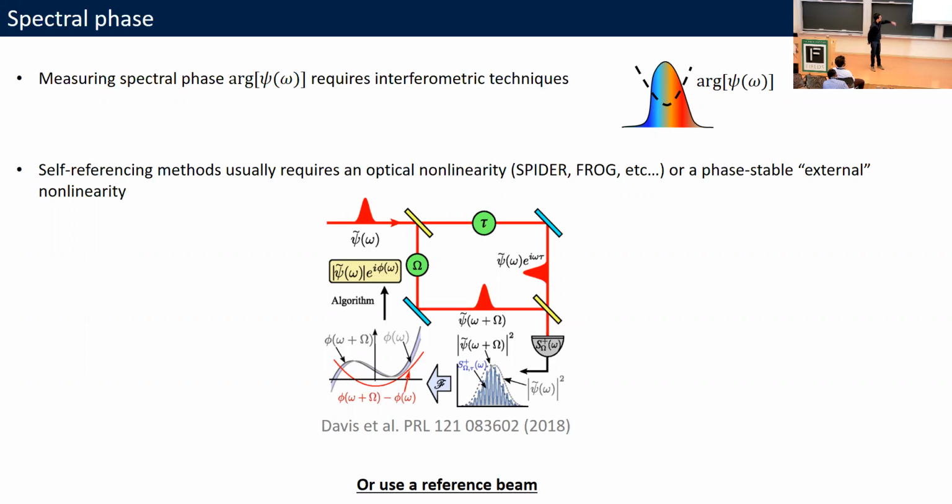And so they measured these interferograms that let them recover the phase of the photon. But this has the drawback that you still need phase stability between the two arms of the path of the interferometer, and you need this external nonlinearity. So we were interested in, can we use a technique that relies on a reference beam?